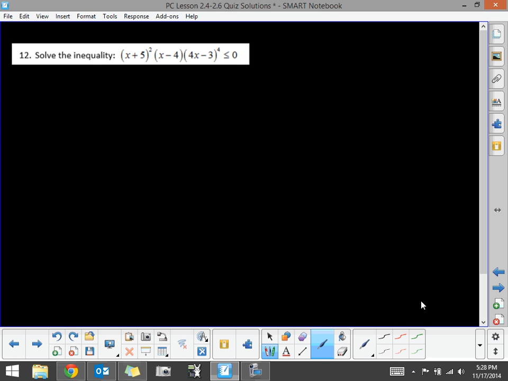Number 12 is solving a polynomial inequality which is already factored and set less than or equal to zero. The whole point is seeing how you can work with the multiplicities and the degree of this polynomial. So this first term is going to give me an x squared. So I'm going to look at this leading coefficient. This next one's going to be times x. This next one's going to be times 4 to the 4th, x to the 4th.